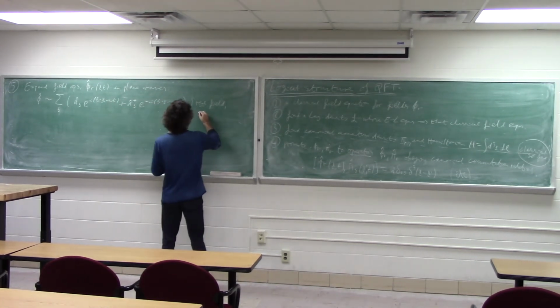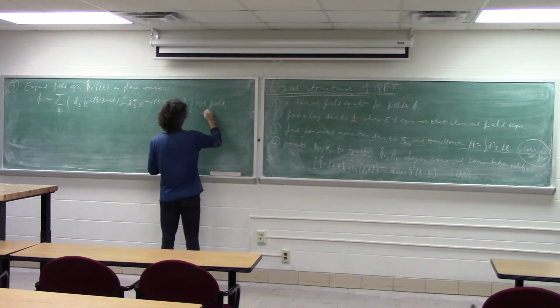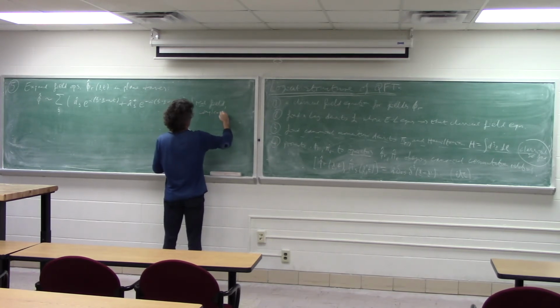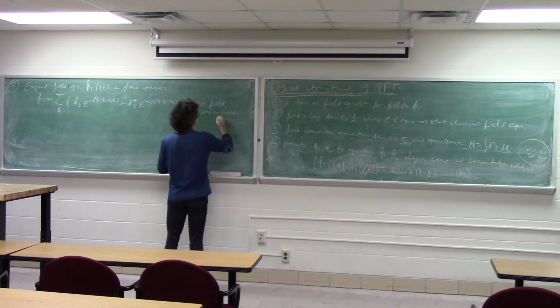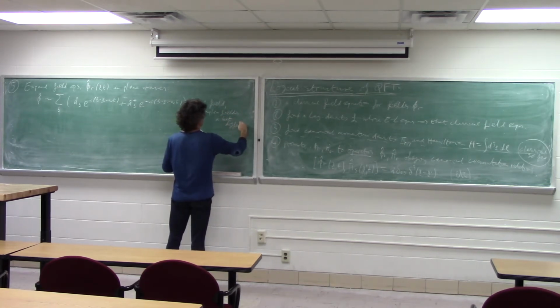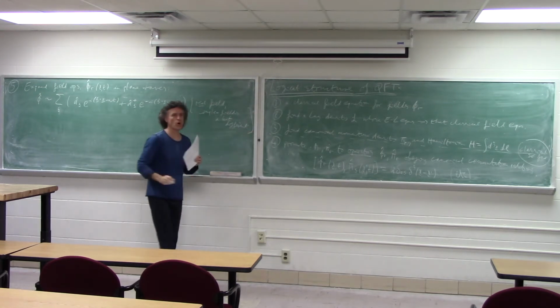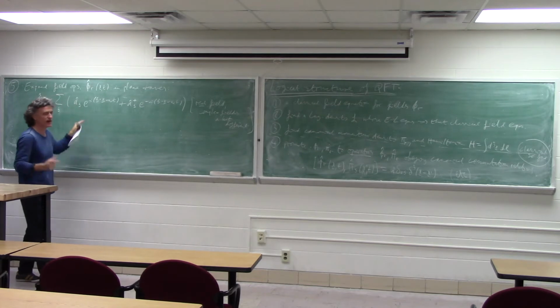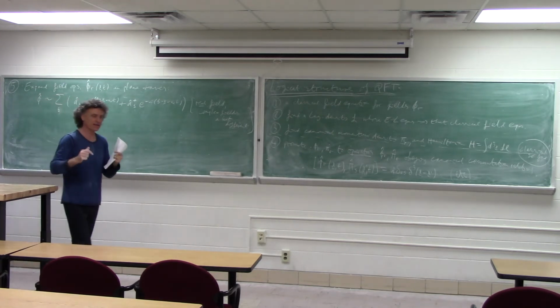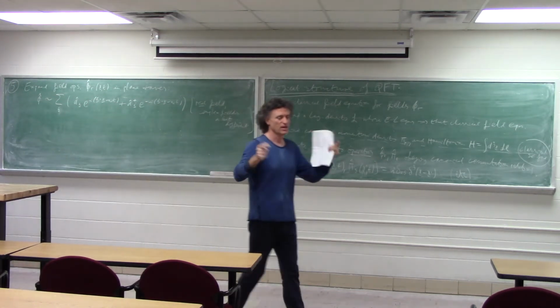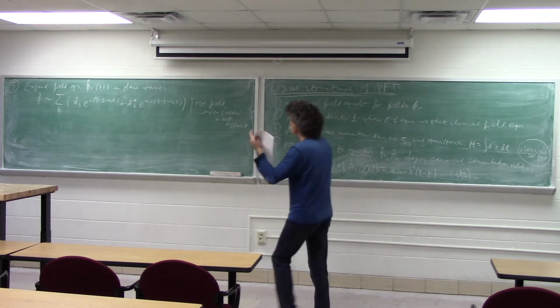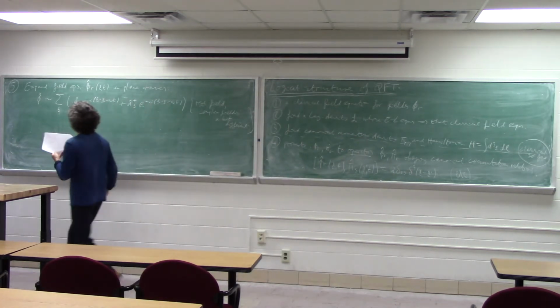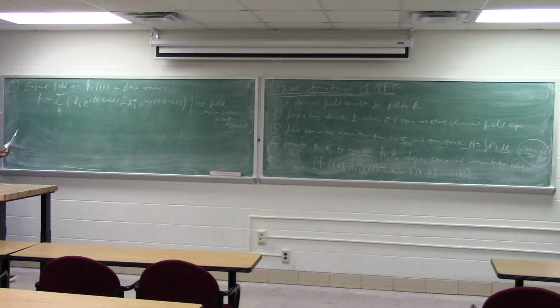Complex fields are a bit different. We'll see what happens. When you have complex fields, you'll find you have two types of the a and a dagger. There's an a and a dagger and there's a b and a b dagger. We'll come to that. But it's the same kind of thing. It's an expansion in terms of plane wave modes.